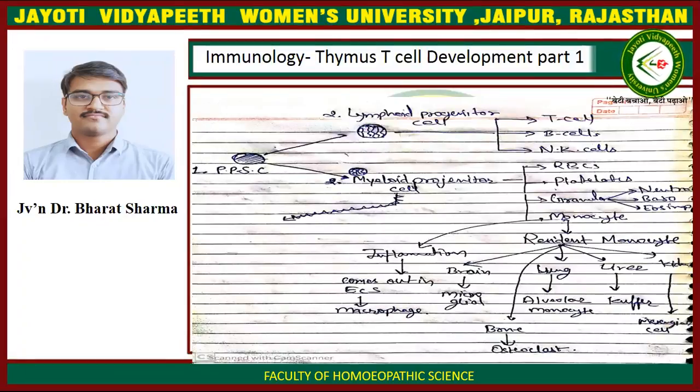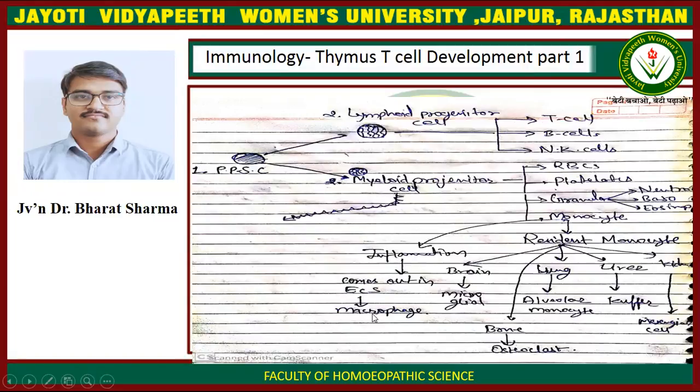Now, the pluripotent stem cell is divided into lymphoid progenitor cells and myeloid progenitor cells. Lymphoid progenitor cells give rise to T cells, B cells, and natural killer cells, while myeloid progenitor cells give rise to RBCs, platelets, and granulocytes like neutrophils, basophils, eosinophils, and monocytes.